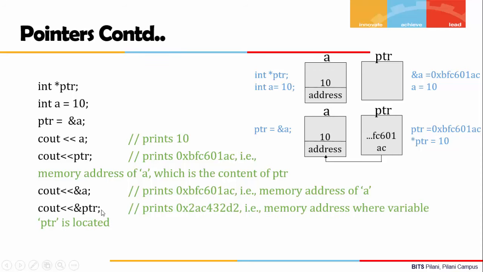Then &ptr, which means the memory address where variable ptr is located. So this is another memory location where ptr is located. We have a value, and its address is stored in the pointer. So a pointer contains the address of another variable. Next, cout *ptr. So ptr will point to this value. ptr is pointing to this value here.